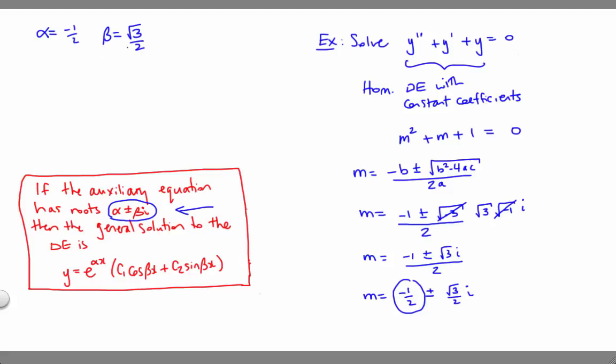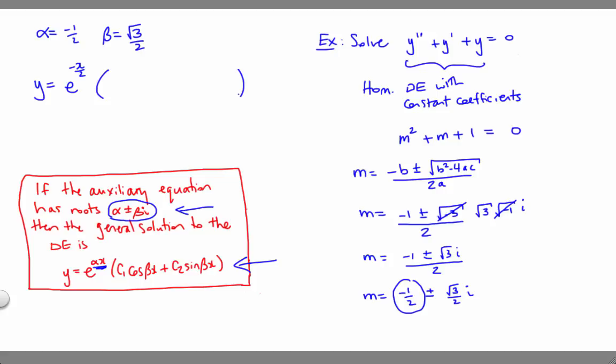Now that we've got our alpha and our beta, we can plug in and write down our general solution, just following this formula here. So y would be e to the minus x over 2. In the exponent here, we've got alpha times x. That's -1/2 times x. I'm just writing that as minus x over 2 to be a little more concise.